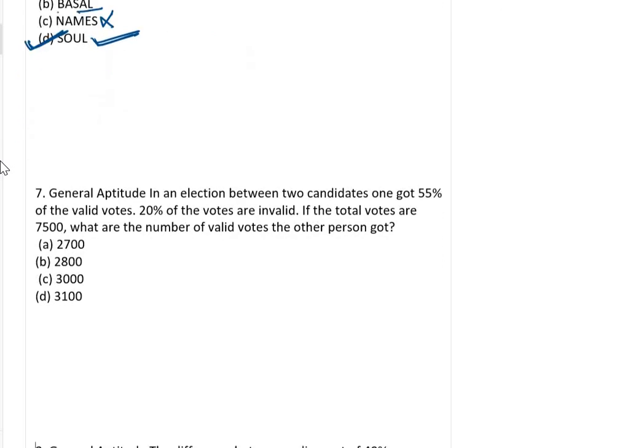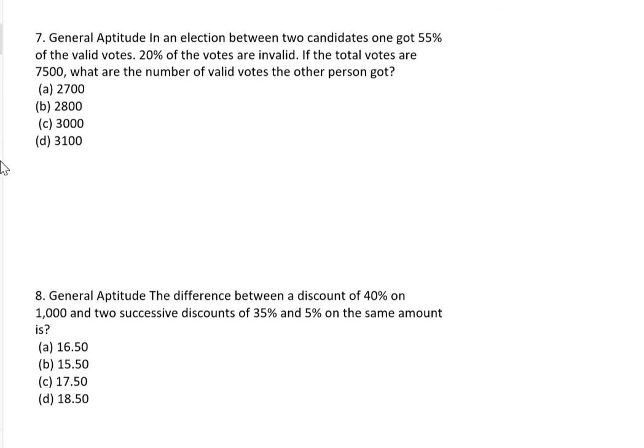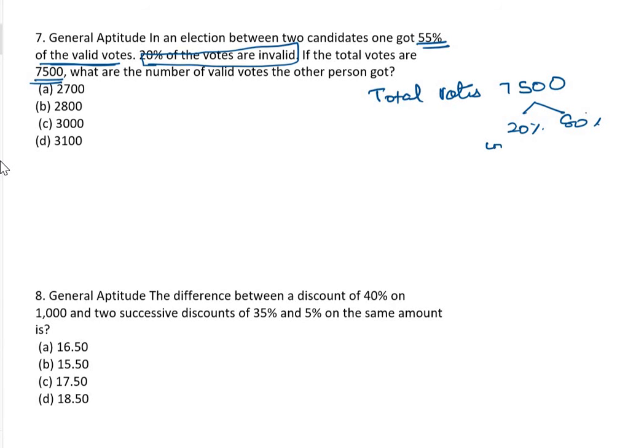Next one. In an election between two candidates, one got 55% of the valid votes. 20% of the total votes are invalid. Total votes are 7,500. So it's split into two parts, 20/80. This is invalid, and this is valid. We are not counting the invalid votes. Only valid votes are important.